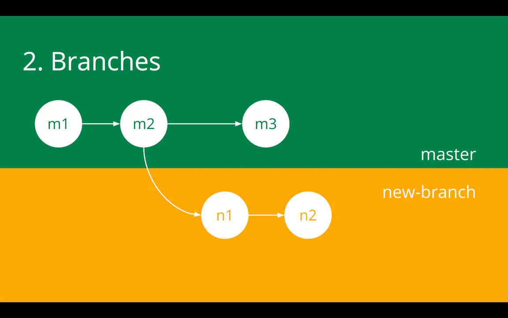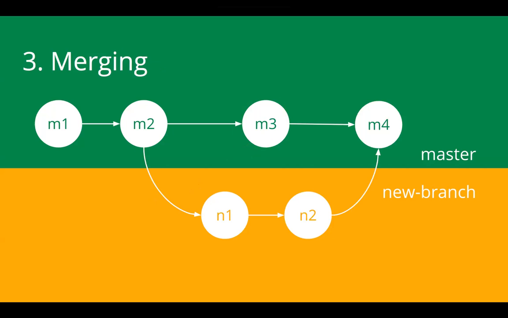And after checking out master, you'll be back in master at M3, which is the newest commit on master. From here, you can type git merge new branch, which will combine M3, the newest commit on master, and N2, the newest commit on new branch, and then form a new commit on master, which we call M4 here.